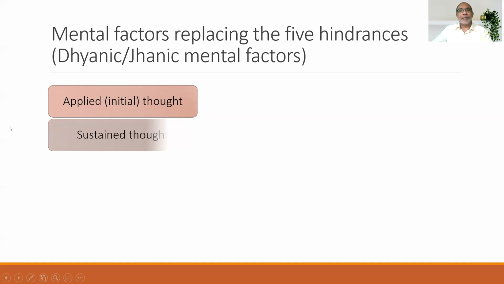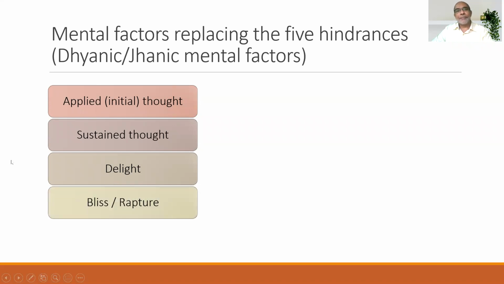Then sustained thought, which is the mental factor which helps you to maintain the same thought in the mental loop multiple times, allowing it to run multiple times. That's why the word sustained. Third factor is the mental delight, inner happiness coming in the form of mental delight, coming from within the mind, not from the five senses.